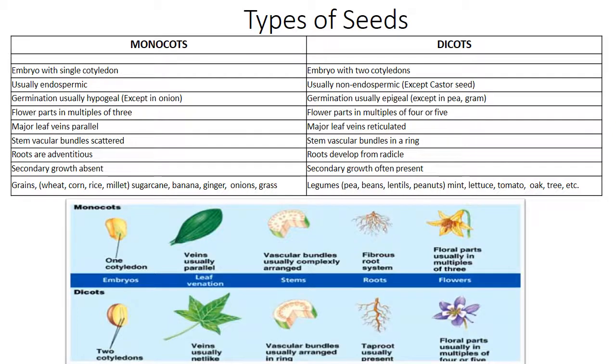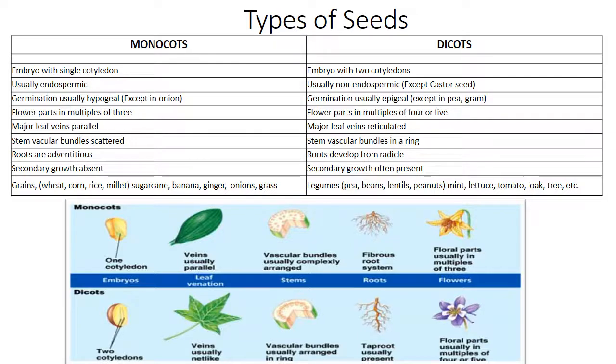Coming to types of seeds. There are two types, one is monocot and one more dicot. Monocot means embryo with single cotyledon, dicots with two cotyledons. In monocots, these are usually endospermic and dicots are non-endospermic except castor seed. In monocots germination is hypogeal except in onion, and in dicots it is epigeal except in pea and gram.